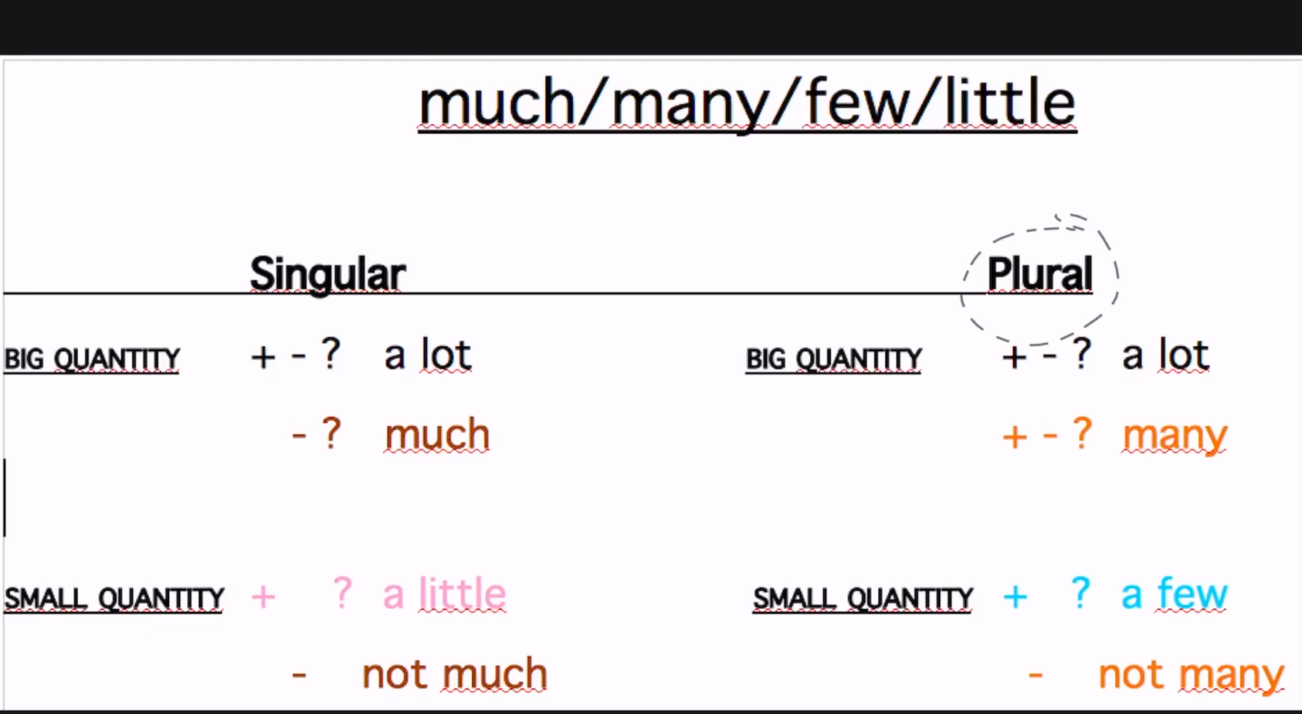A lot is the general word, a lot or a lot of, which we can use in any situation, in the affirmative, in the negative, in the question, for singular or uncountable nouns, for plural or countable nouns. So a lot is a big quantity and you can use it in all forms, singular and plural, affirmative, negative, and question.